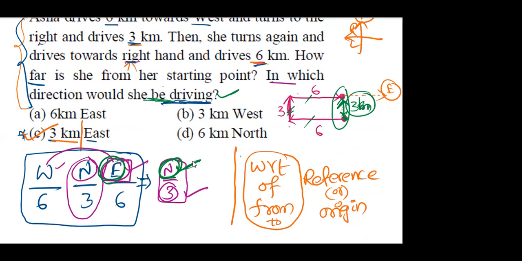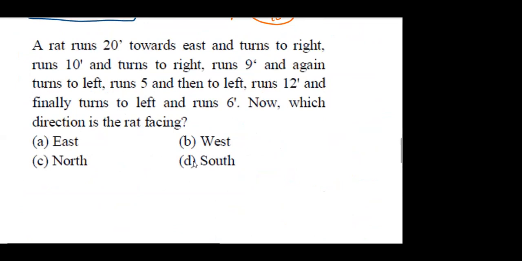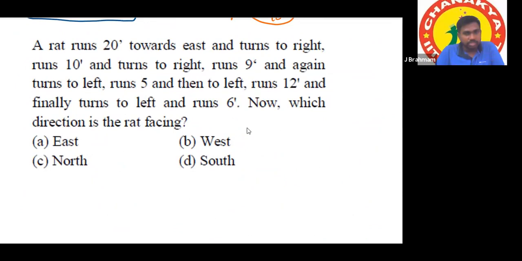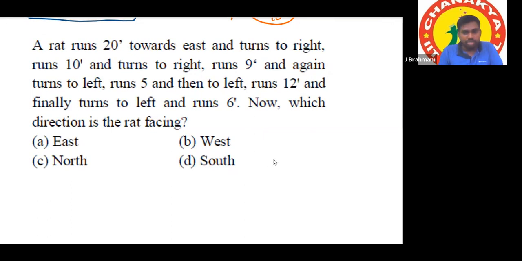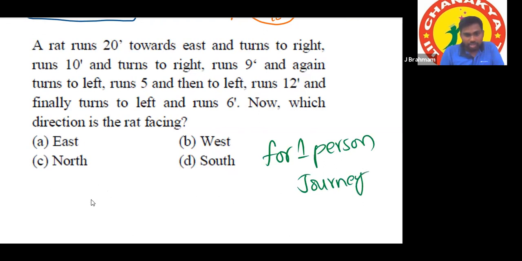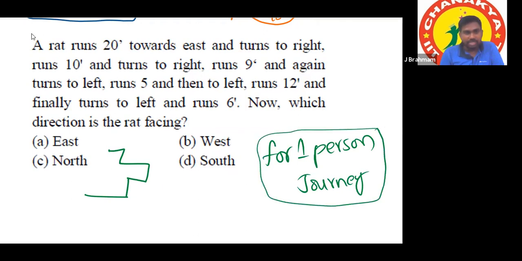Sir, if there are turn-based questions, you have to use this one, the polarity shortcut? Yes. We use that polarity shortcut for one person journey. He started in this direction, then turns left, again right, then left again, then right again, then left again. He may give any number of directions, any number of turnings. We can use that shortcut. For one person journey, that is the best method.